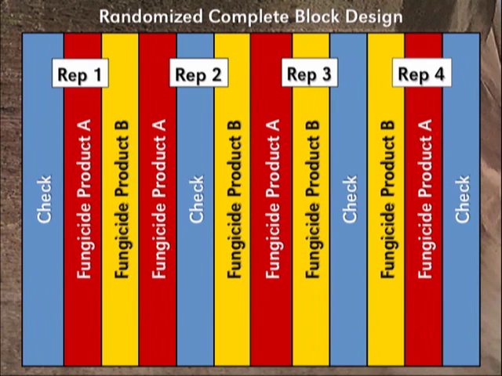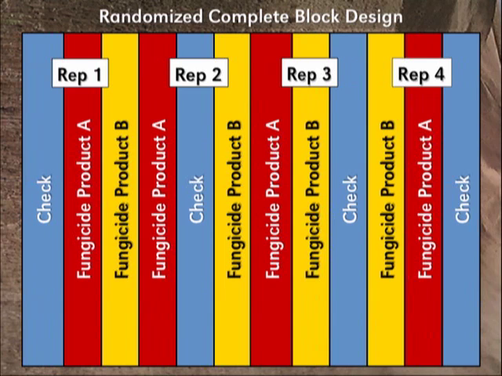Each block contains all treatments with randomized assignment of treatments to strips within each block, easily done with the flip of a coin. Strips within blocks should represent similar soil and other conditions, but conditions from one block to another can vary. Therefore, in variable fields, blocks may not be adjacent as is shown here.